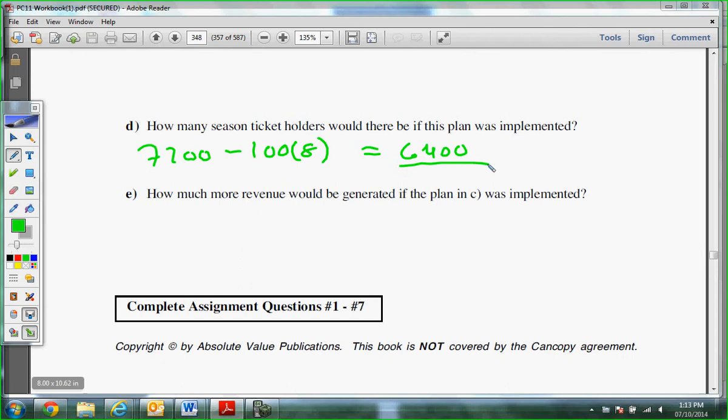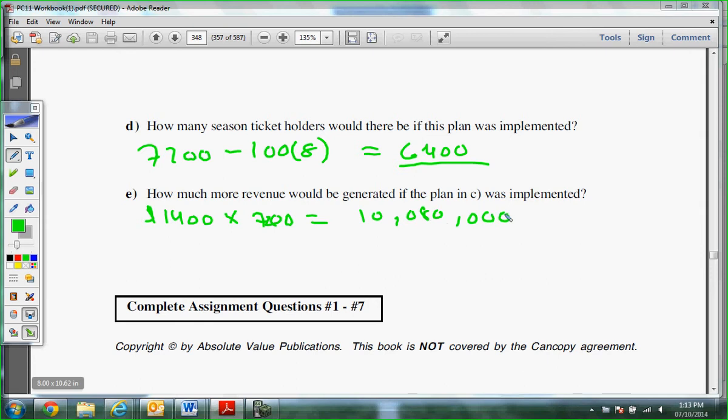So the original revenue was, excuse me, never mind. I can just do it this way. It's a little bit easier, actually. Our original revenue was 1,400 times 7,200 people. It was $1,400 per season ticket times 7,200 people. That gave me 10,080,000.